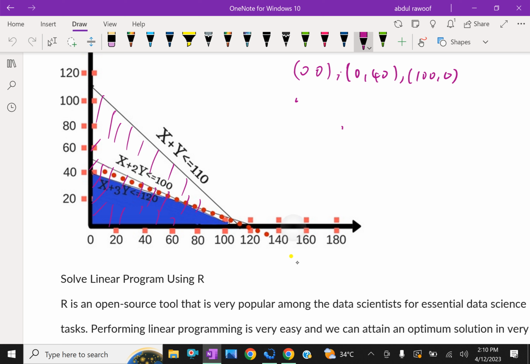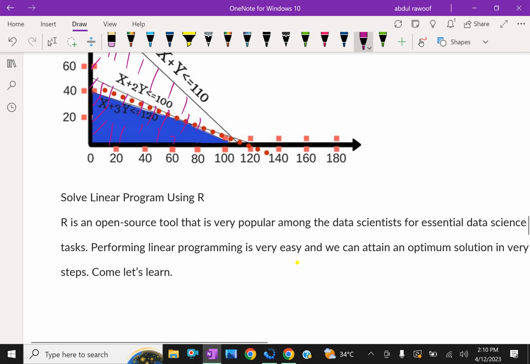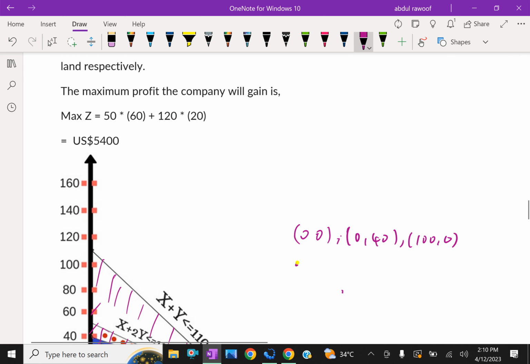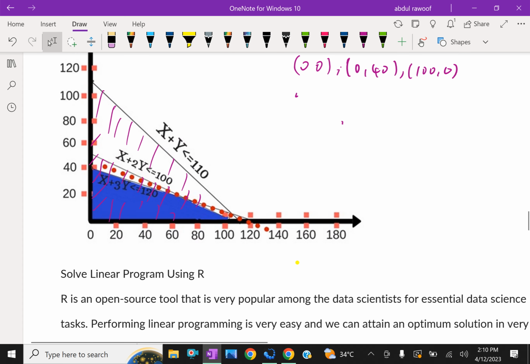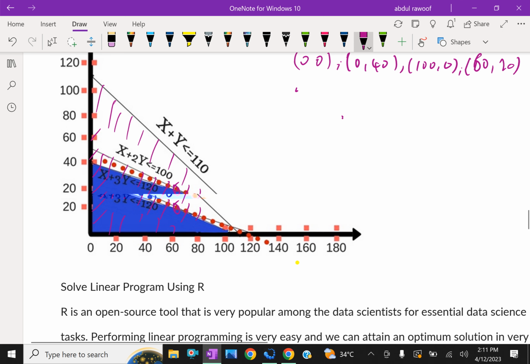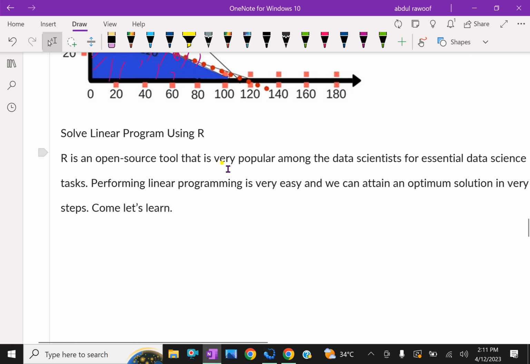And this point is 60 and 20. This point is 60 and 20. These are the 4 points. This means here, this 60 and 20 here. Now these are coordinate points we got. Now R is an open source tool that is very popular among the data scientists here.